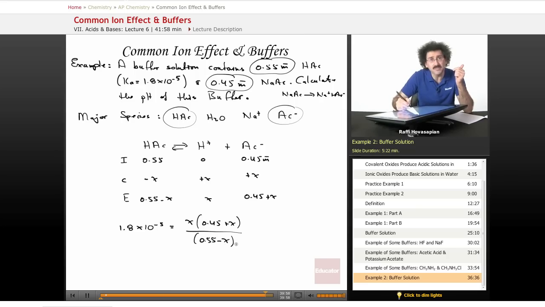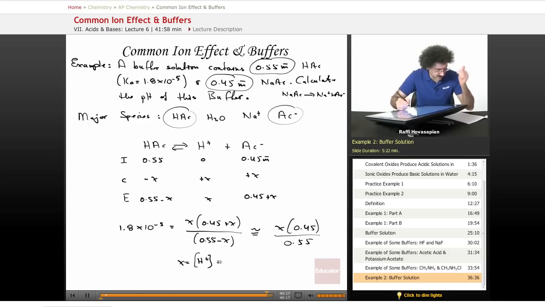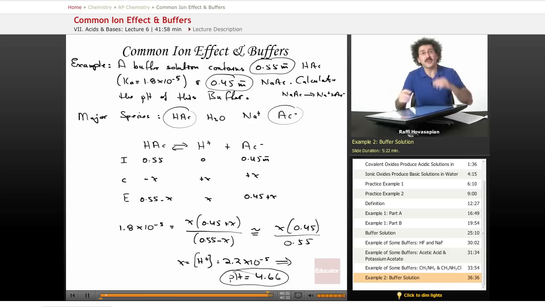Again, we're just plugging in numbers. This is probably going to be pretty small. X is pretty small compared to the 0.55 and the 0.45, so it's a reasonable approximation to go X times 0.45 divided by 0.55. When we solve for this, we get a hydrogen ion concentration of 2.2 times 10 to the negative 5, which implies that the pH is equal to 4.66. There we go. You have a buffer solution.